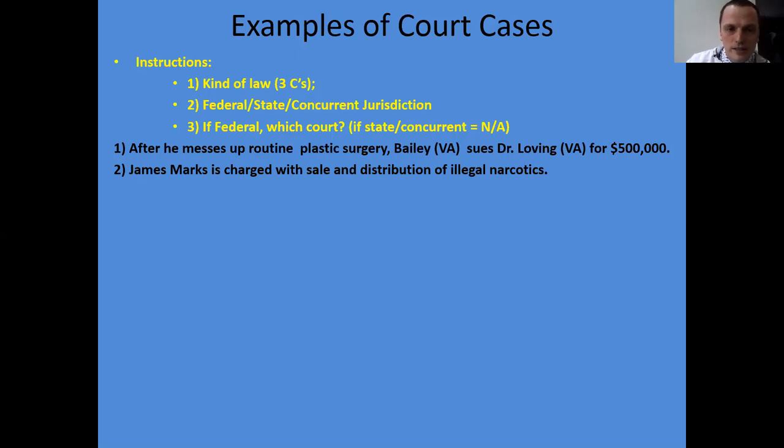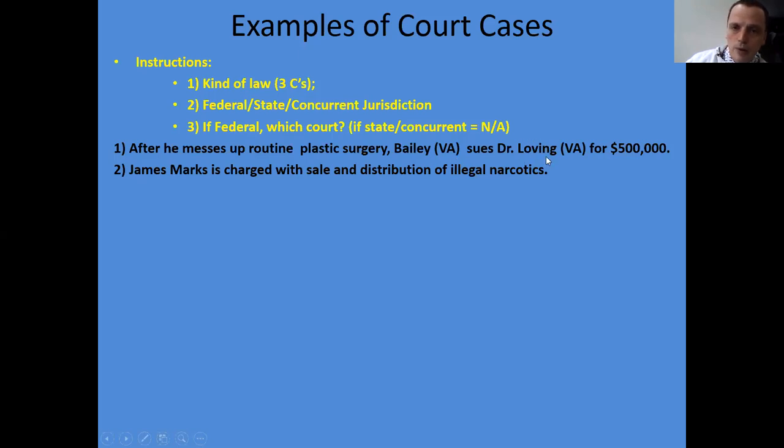So after he messes up routine plastic surgery, there should be a couple things that stand out. One, that there is a dollar value involved. And if we're thinking about that, we should be thinking, oh, maybe that's diversity of citizenship. Hold your horses. Look here. Bailey's from Virginia. Dr. Loving is from Virginia. So it can't be a diversity of citizenship case, even though we've got a dollar figure. So the dollar figure isn't necessarily going to be relevant in this case.